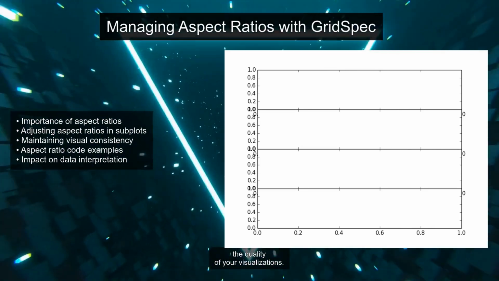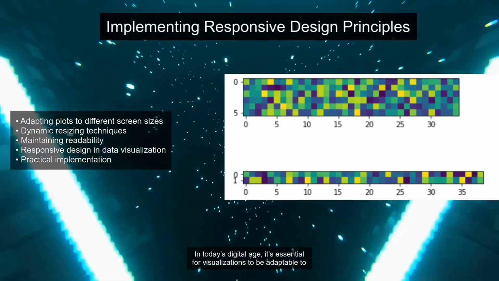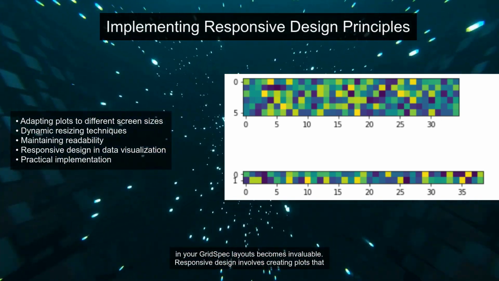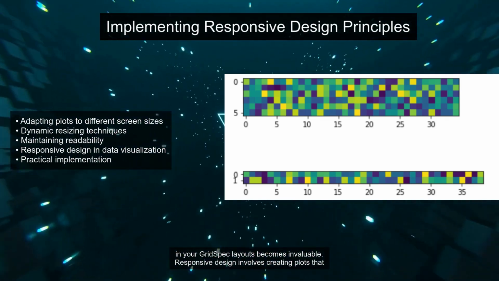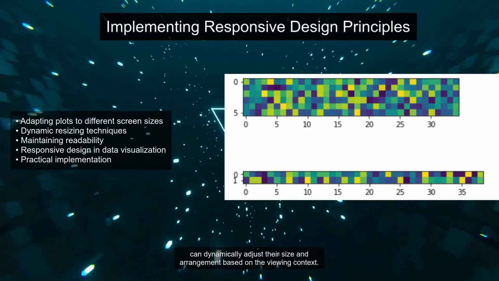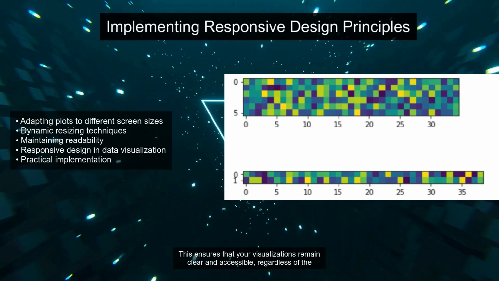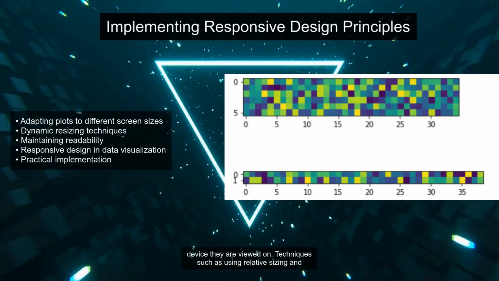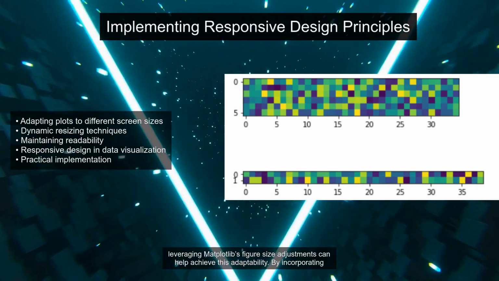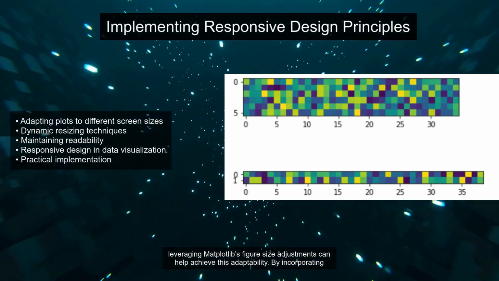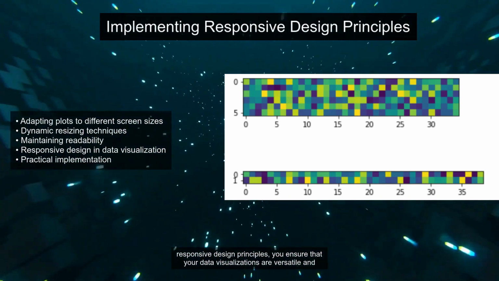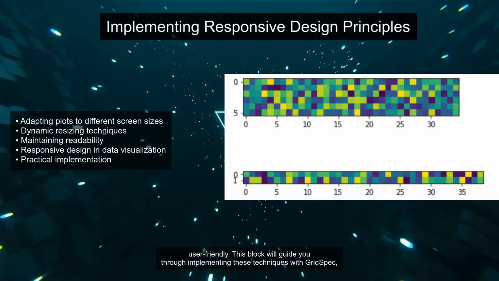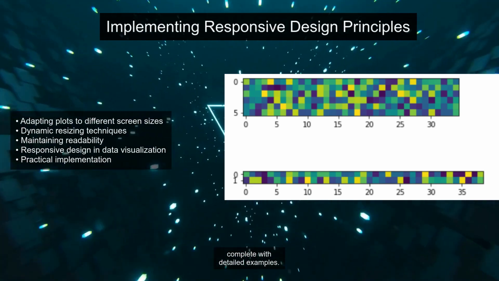In today's digital age, it's essential for visualizations to be adaptable to various screen sizes and resolutions. This is where implementing responsive design principles in your GridSpec layouts becomes invaluable. Responsive design involves creating plots that can dynamically adjust their size and arrangement based on the viewing context. This ensures that your visualizations remain clear and accessible, regardless of the device they are viewed on. Techniques such as using relative sizing and leveraging Matplotlib's figure size adjustments can help achieve this adaptability. By incorporating responsive design principles, you ensure that your data visualizations are versatile and user-friendly. This block will guide you through implementing these techniques with GridSpec, complete with detailed examples.